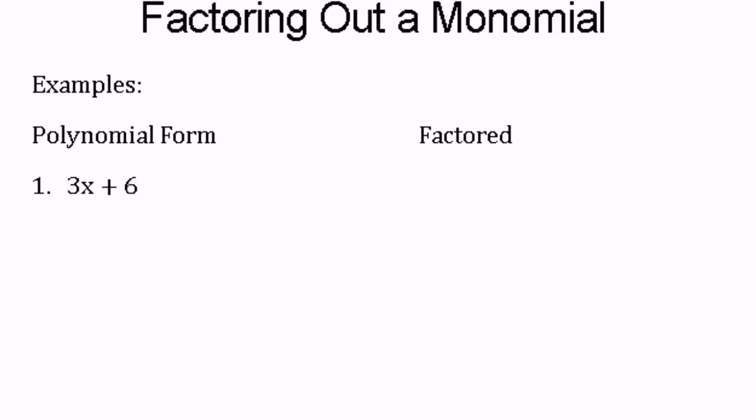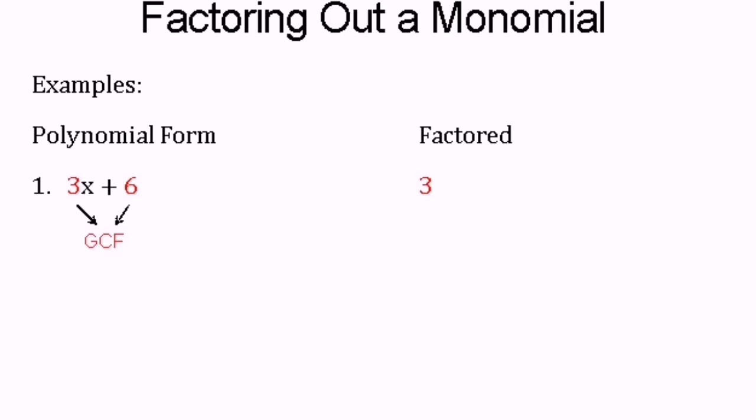So in factoring out a monomial, let's have some examples. First, 3x plus 6. It is a binomial. We have two terms, 3x and 6. And we need to get the GCF of each term. 3 and 6, the GCF is 3. And then there is no common variable because in the second term, there is no variable x.